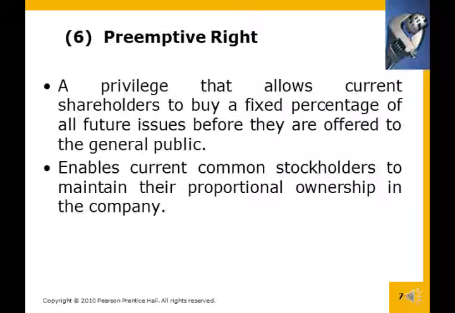The last characteristic is the preemptive right. It is a privilege that allows current shareholders to buy a fixed percentage of all future issues before they are offered to the general public. What does this mean? For example, a company issued 1,000 shares in the primary market, and investor A bought 10% of these 1,000 shares. So he bought 100 shares from this company, which is company Z.